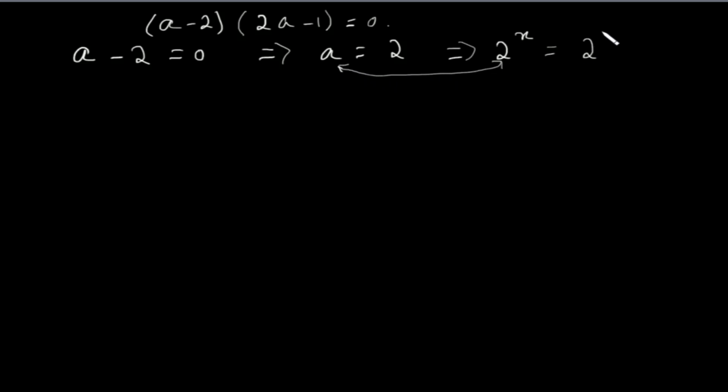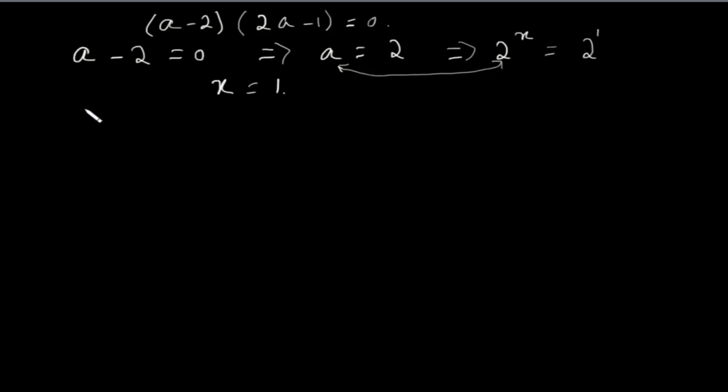Right? And this is 2, so we can write it as 2 raised to power 1. So here 2 raised to power x is equal to 2 raised to power 1. When we have the same bases raised to different exponents and the resulting expressions are equal, then the exponents must also be equal. Therefore, in this case, the value of x is 1.